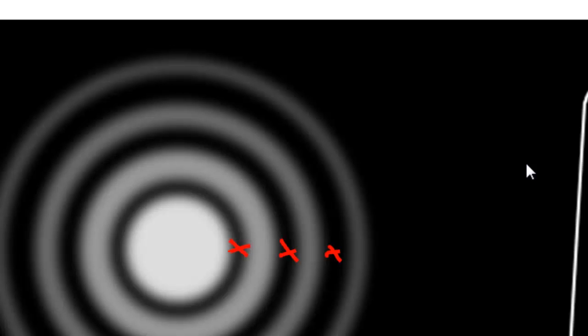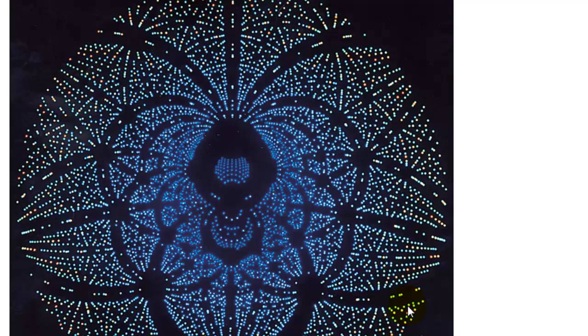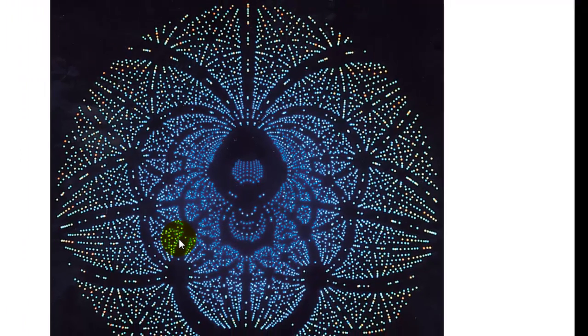Here we have another picture here. So these crosses here correspond to the minima between the fringes. This is another diffraction pattern, not from one hole, from many.